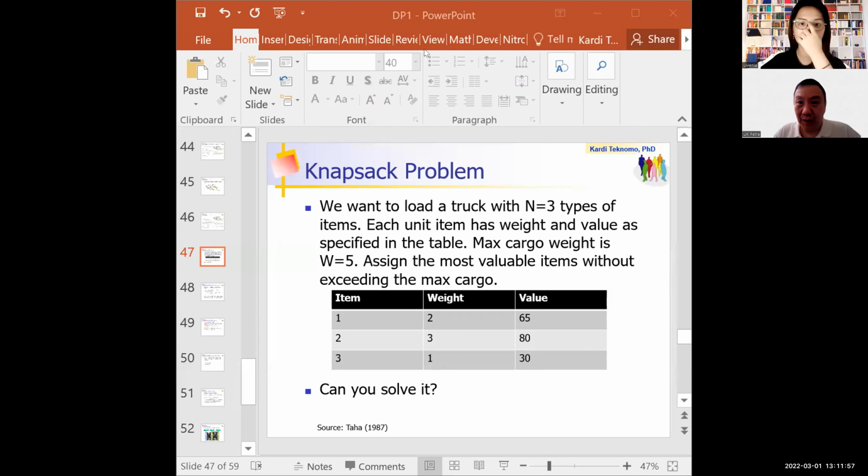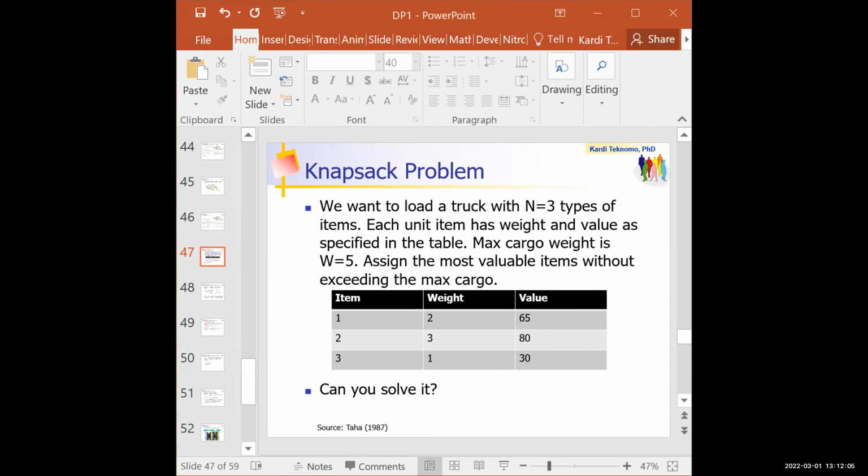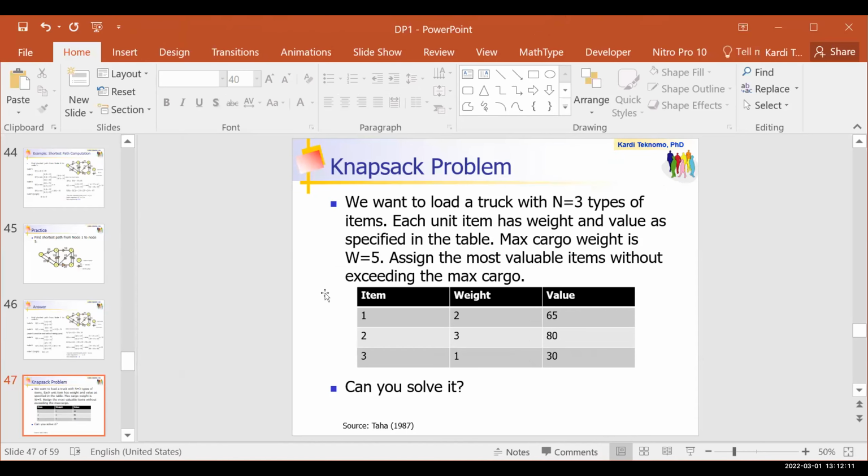Okay. Let's go to knapsack problem. So aside from shortest path, we can also solve knapsack problem using dynamic programming. Okay, this is knapsack we discussed last week, right? Remember during the integer programming.